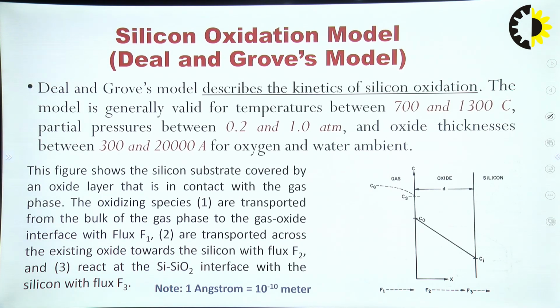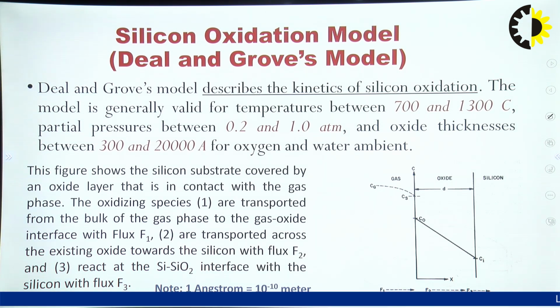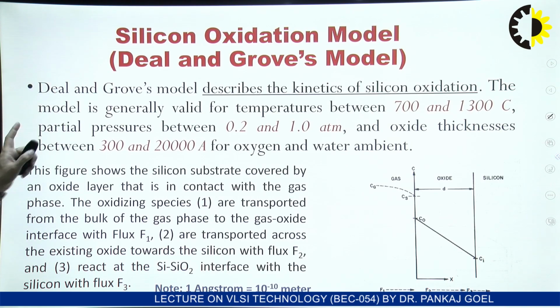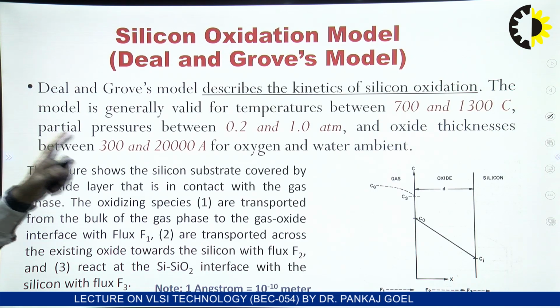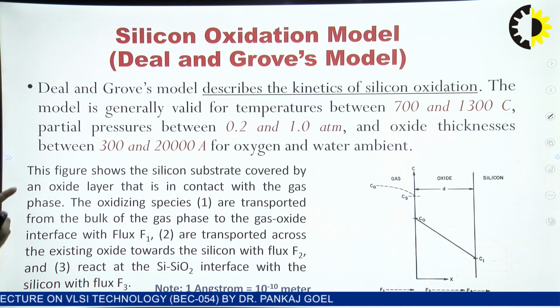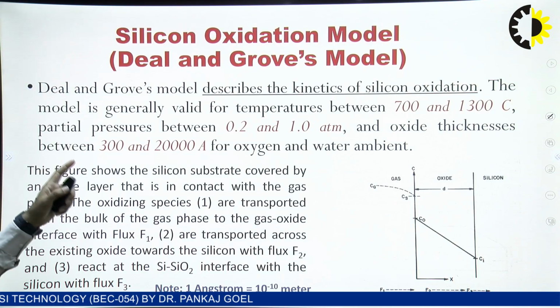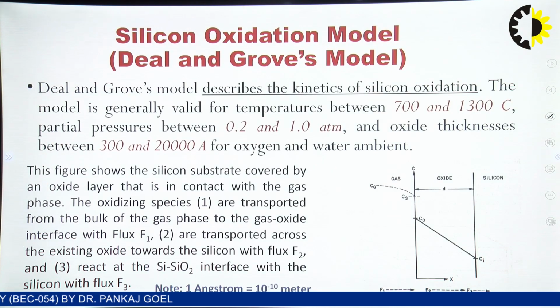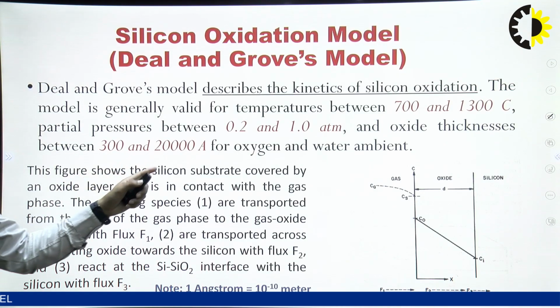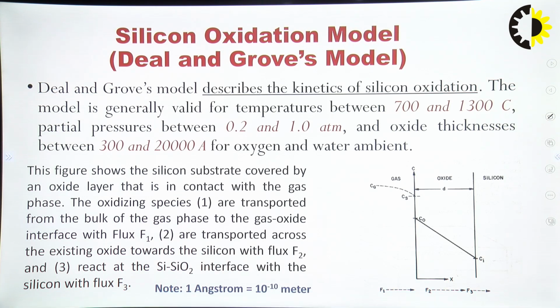Now quickly we will discuss the last topic of today's presentation, that is the Deal and Grove model. We know that this Deal and Grove model is a silicon oxidation model which describes the kinetics of silicon oxidation. This model is generally valid for temperature range between 700 to 1300 degrees centigrade and partial pressure between 0.2 to 1.0 atmosphere, for oxide thickness between 300 and 20,000 angstrom for oxygen and water ambients both.